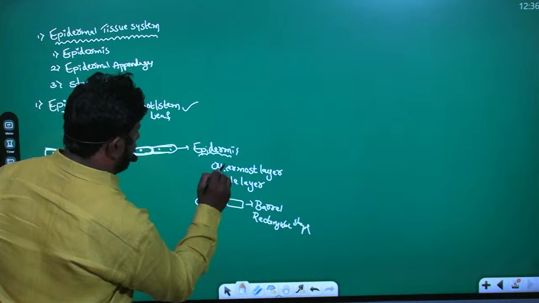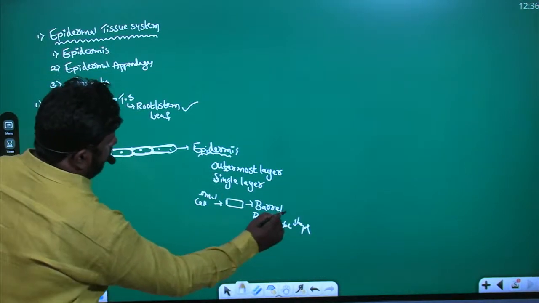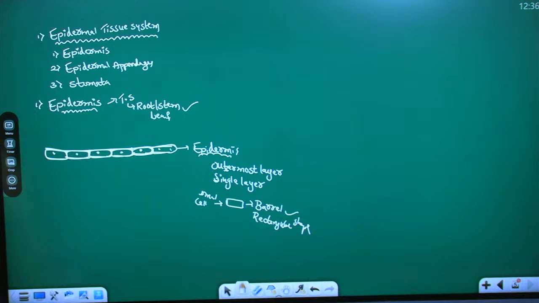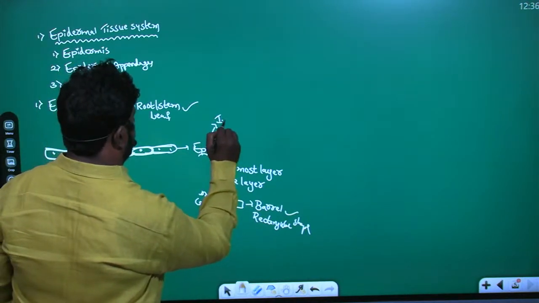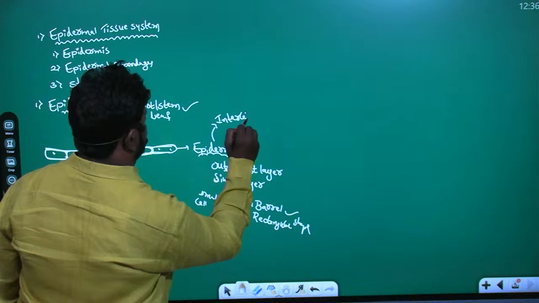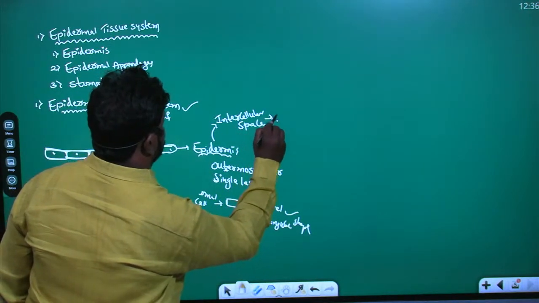It is the outer layer, it is a single layer, and epidermal cells are barrel or rectangular shaped. That's why intercellular spaces are absent. What do we have? Are intercellular spaces present or absent? Intercellular spaces are absent.